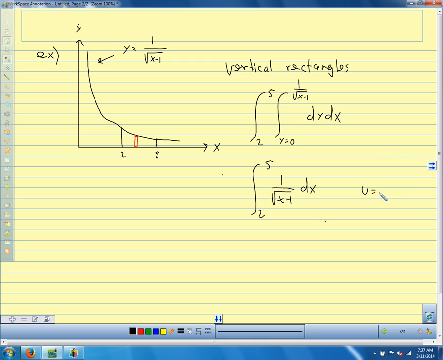u equals x minus 1, du equals dx. So we have the integral of 1 over the square root of u du. That's going to evaluate to 2 square root of x minus 1, and we're evaluating from 2 to 5. And that evaluates to 2.